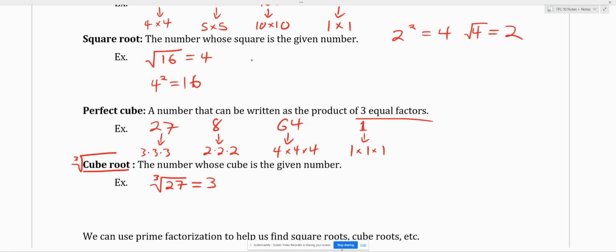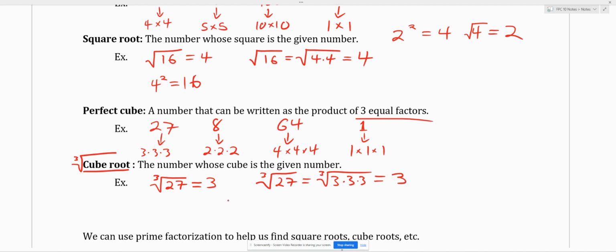Recall that I can actually write root 16 as root 4 times 4. So now you can see clearly, oh, it's just the same number being multiplied by itself. To take the square root, I get back to a single factor of 4. So the same thing can happen here. If I take the cubed root of 27, I'm saying, hey, what number times itself 3 times gives me 27? Well, that's 3 times 3 times 3. So if I take the cubed root of 3 times 3 times 3, I get the single factor of 3.